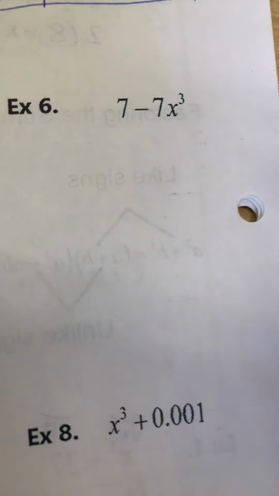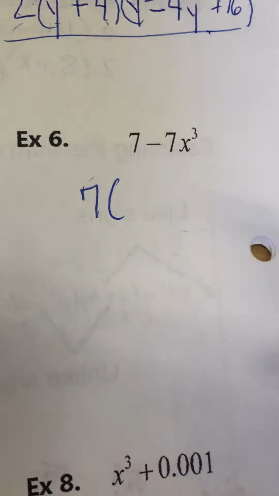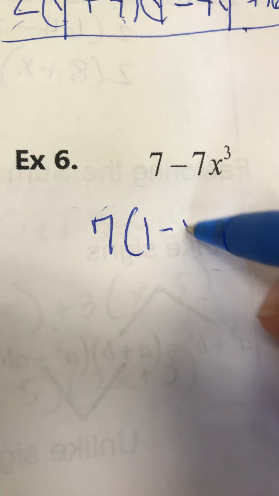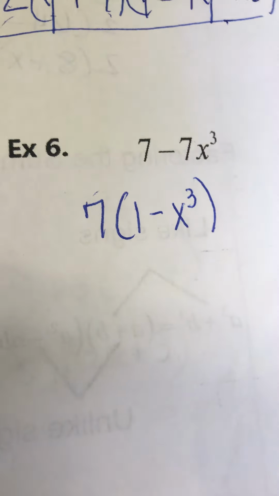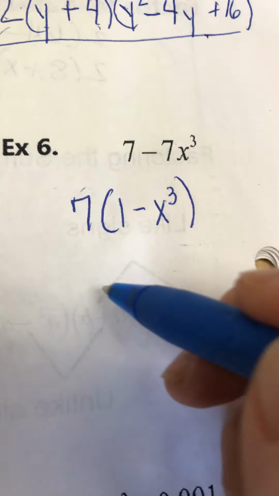Okay, number 6, GCF first, and there is one. We have 7. And if we factor a 7 out, we get this. Don't worry about it not being in descending order. That's fine. Keep it in that order.